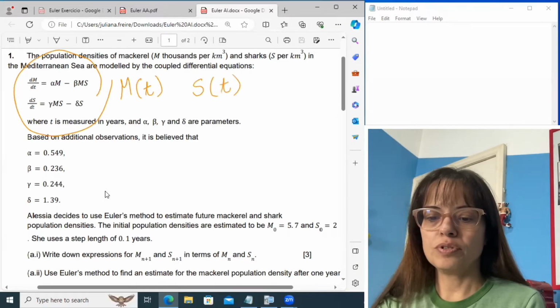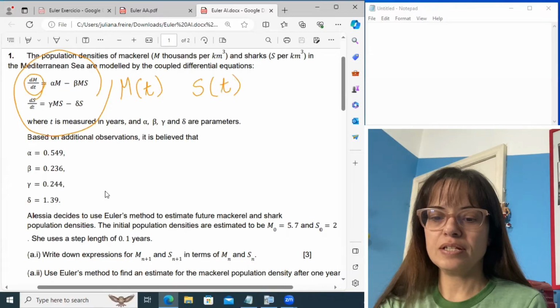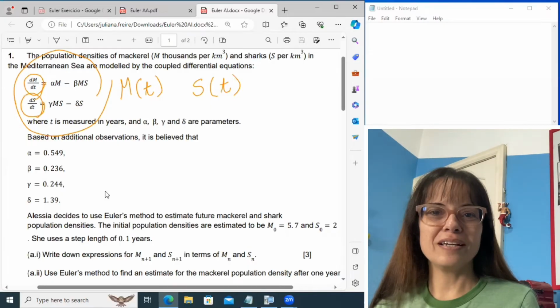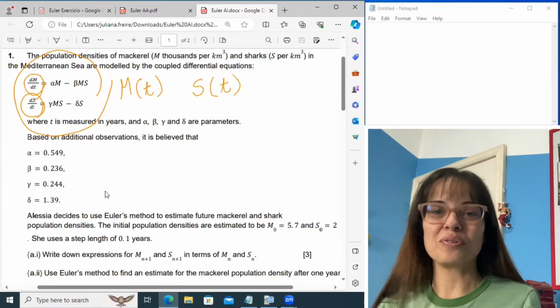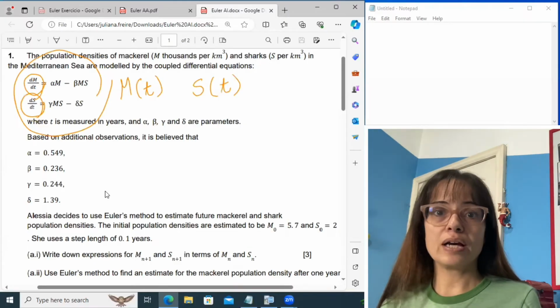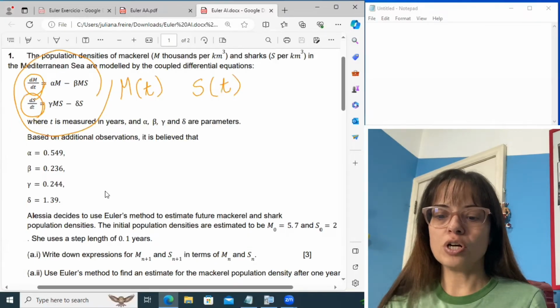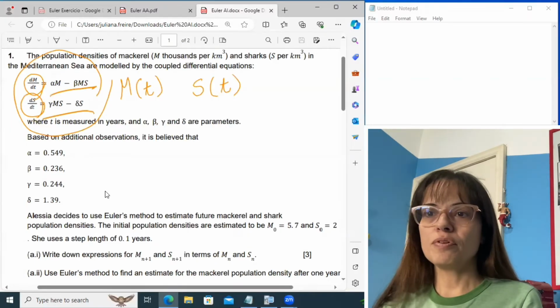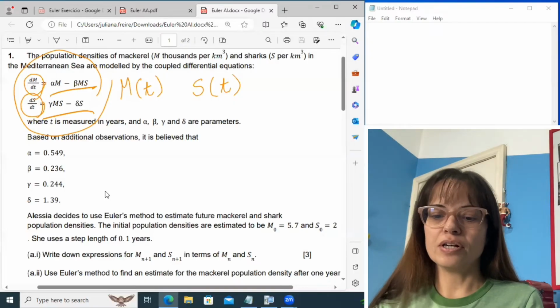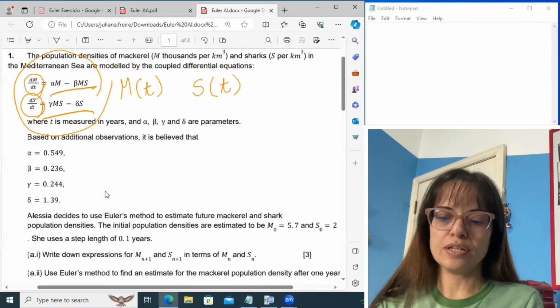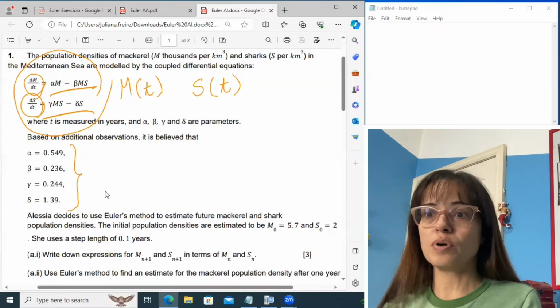That's why you can see on the left that it's the dm/dt and the ds/dt. It's not like m is a function of s or vice versa. That's not the way that they interact. They interact through the differential equations for their derivatives, which are these. The alpha, beta, gamma, and delta there are just constants. He's telling us the values of the constants right here.